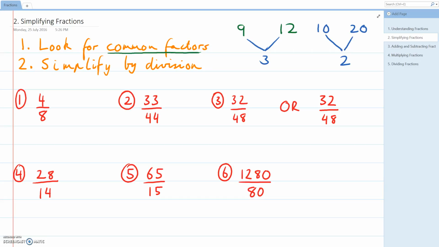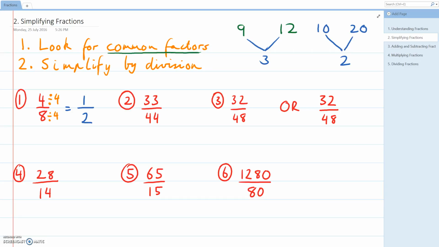Okay, so if we've got 4 over 8, we're looking for common factors for the numerator and denominator. And the common factor for 4 and 8 is 4. So I'm going to divide both the numerator by 4 and the denominator by 4. And that leaves us with 1 over 2. So there you go. That's it. That's as simple as we can get. Nothing simplifies more than 1 over 2.